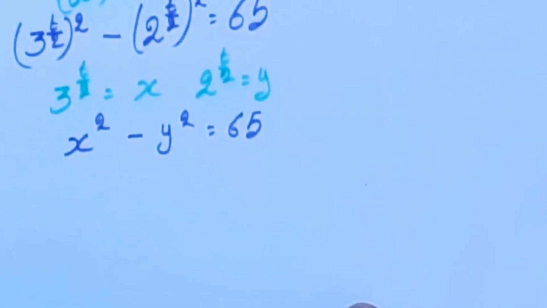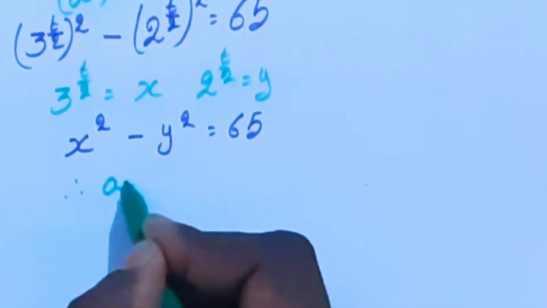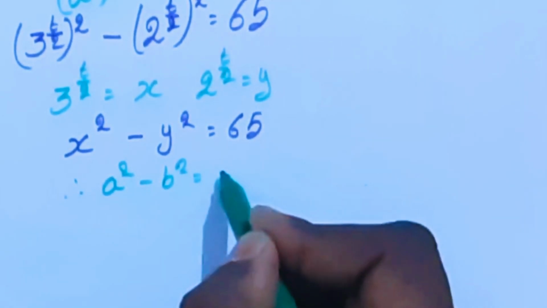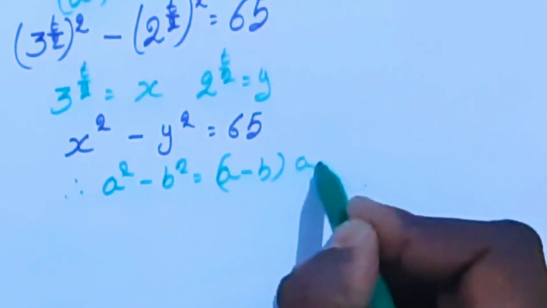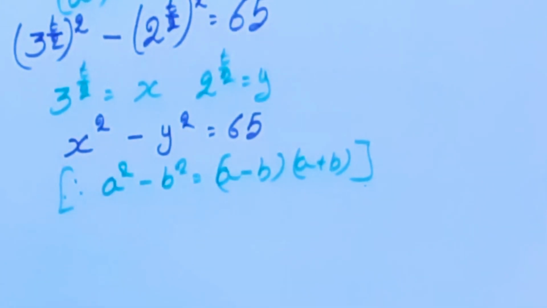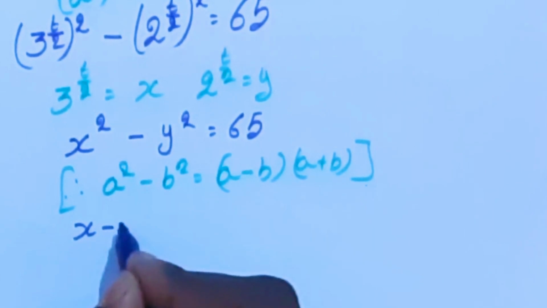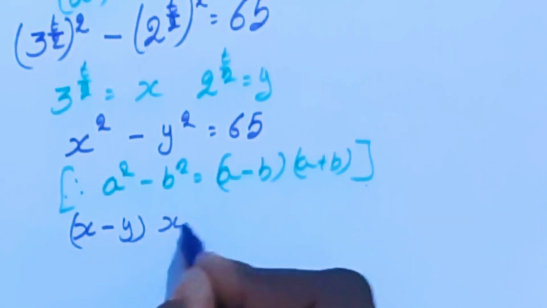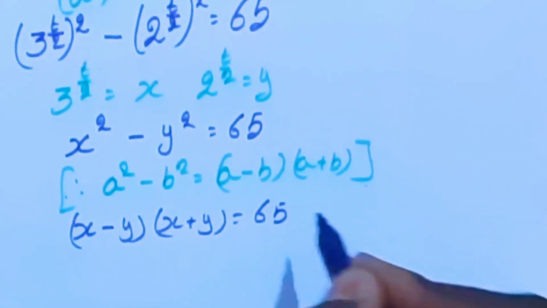Now we are going to apply the algebra formula that a square minus b square equal to (a minus b)(a plus b). This algebra formula we are going to bring here. So we'll get (x minus y)(x plus y) equal to 65.